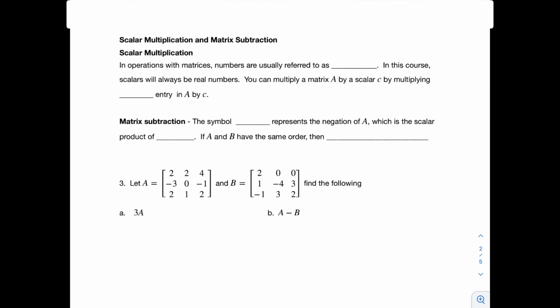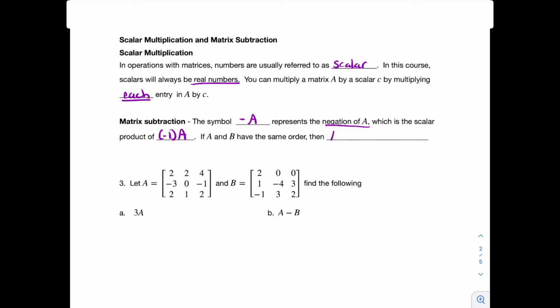Now, how do you multiply by a constant, or scalar multiplication? So numbers are usually referred to as scalars when we talk about matrices. And in this case, scalars will always be real numbers. Okay, when we multiply matrix A by scalar c, we multiply each entry in A by c. Now, matrix subtraction is actually multiplying by the scalar of -1.